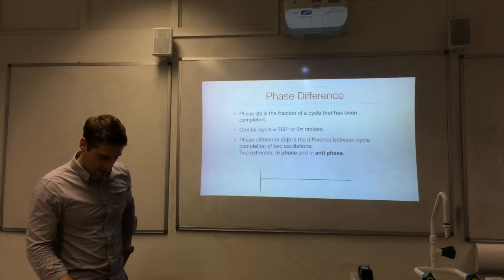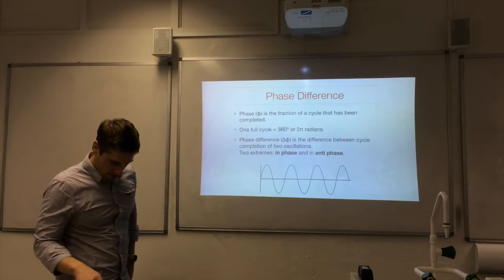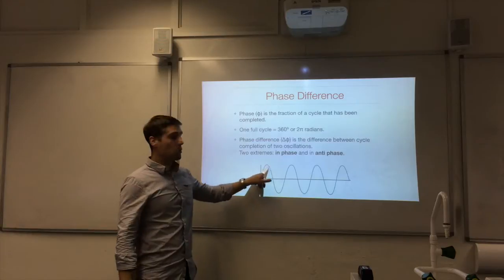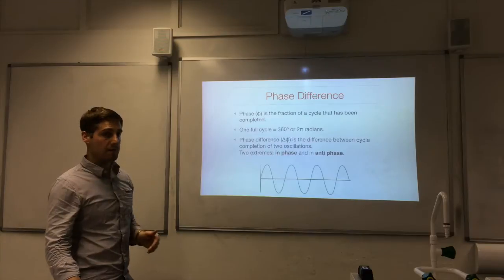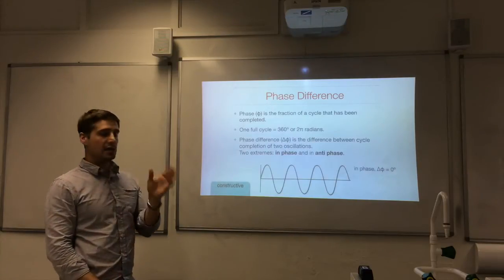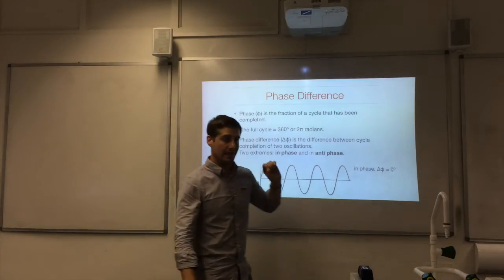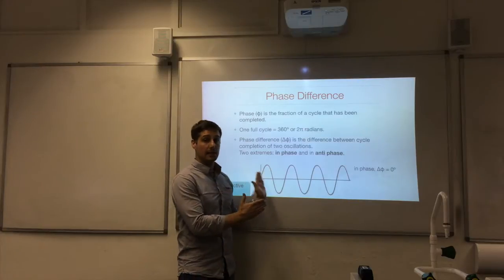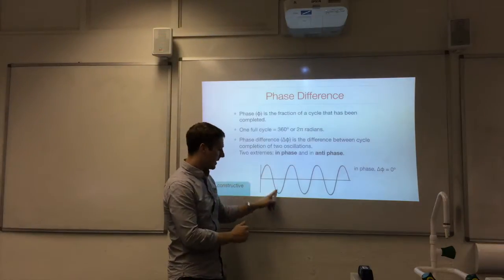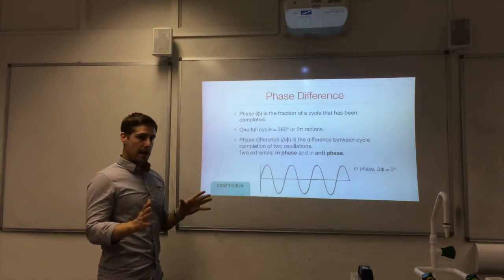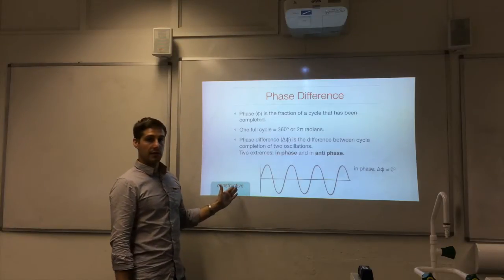Let's take two waves which are in phase. I have my green wave here, and then I'm going to take an identical wave which has the same amplitude and the same frequency. These two waves are in phase, so the phase difference, delta phi, is 0 degrees. They're doing exactly the same thing at the same time. One is not ahead or behind the other. They're completely overlapping.